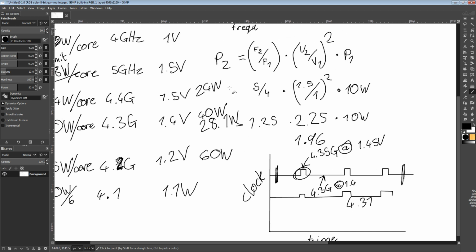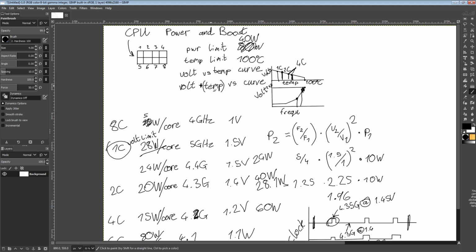I assume Intel hasn't bothered to come up with something this elaborate for their boost system because they don't need it, right? You just set it: for this power consumption, for this many cores, run this frequency; for this many cores, run that frequency.